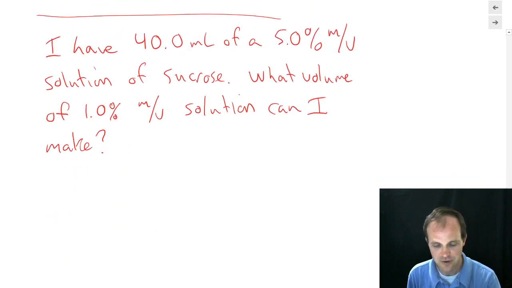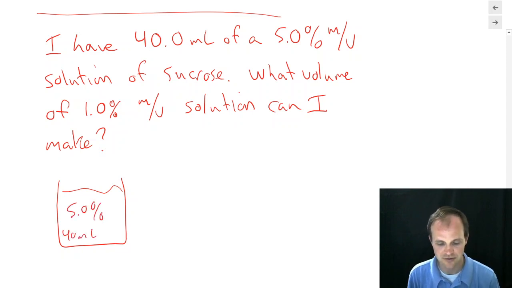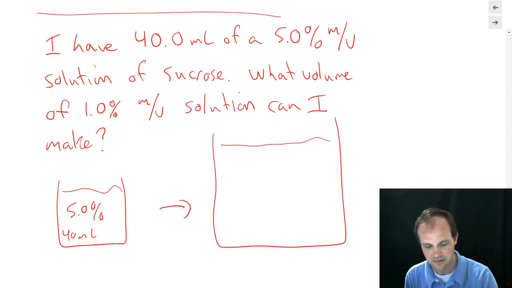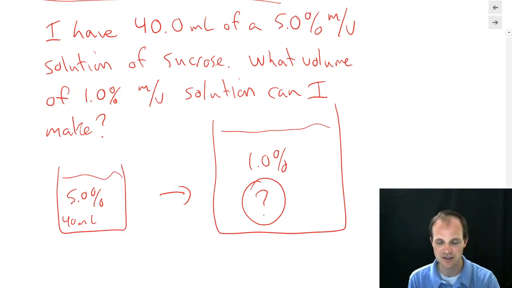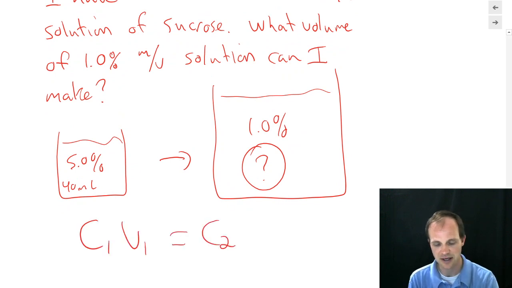So I've got 40 milliliters of a 5.0% solution of sucrose. And what I'm going to do is dilute that until I get a 1.0% solution. But what I don't know here is my total volume. And that's what I'm looking for. How much of this can I make? And anytime we're making one solution from another solution, the C1V1 equals C2V2 comes to our aid.